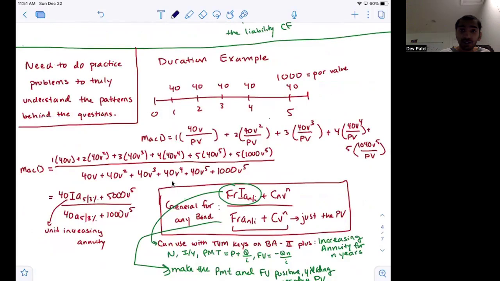For Macaulay duration of bonds, which is a typical problem that comes up, we can derive the formula for the Macaulay duration of a bond, which is Fr times the unit increasing annuity plus CnVn over the present value of the bond. And for the unit increasing annuity, we can use our TVM keys formula for an increasing annuity for n years to get that amount.